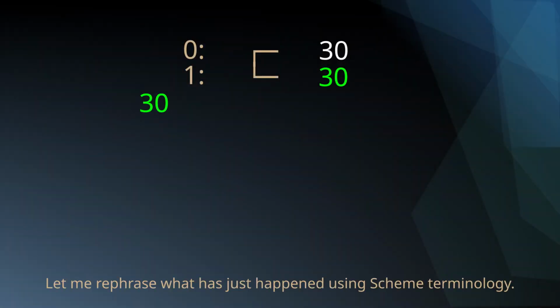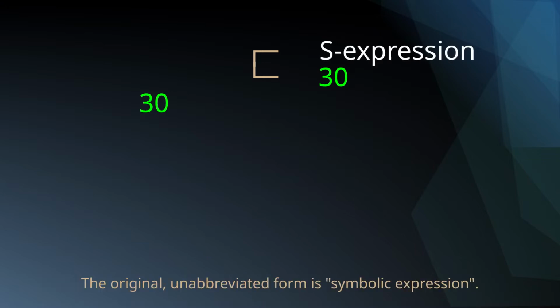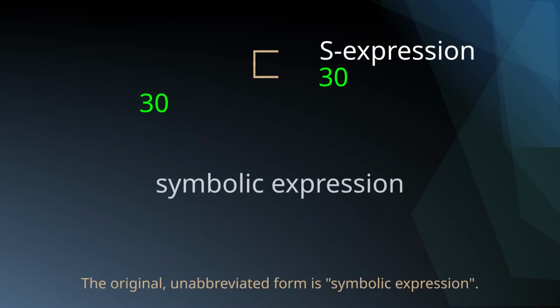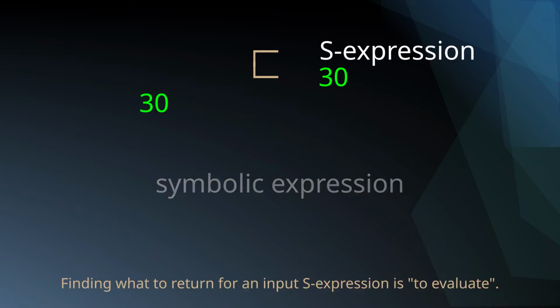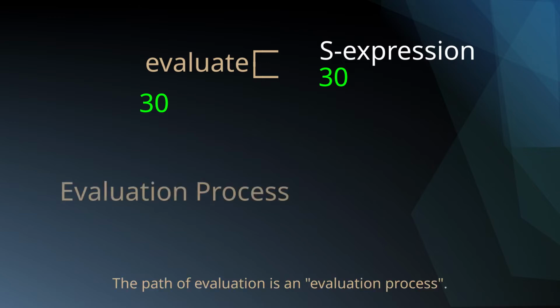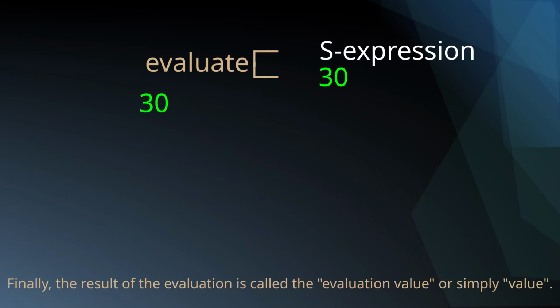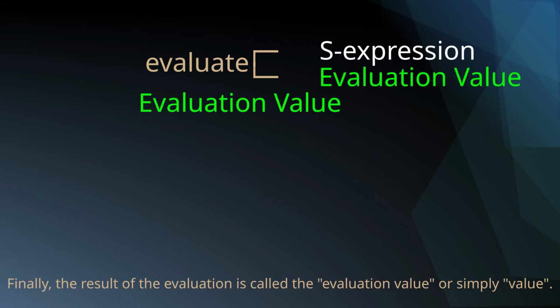Let me rephrase what has just happened, using Scheme terminology. In Scheme terminology, the code that is input by the user is generally called an S expression. The original, unabbreviated form is symbolic expression. Finding what to return for an input S expression is to evaluate. The path of evaluation is an evaluation process. The trace line is a visible representation of this evaluation process. Finally, the result of the evaluation is called the evaluation value, or simply, value.